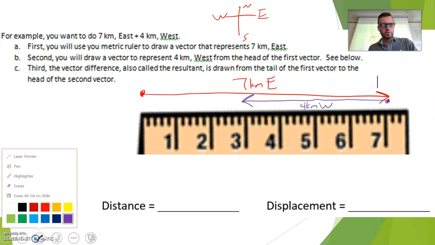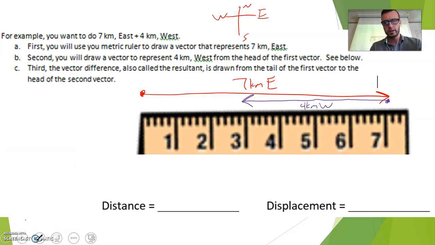We're going to go 4 kilometers west. And so if I want to find out the resultant of adding those two vectors together, the resultant is from the tail of the first to the head of the last vector. And if we look at our little ruler, it looks like that has a magnitude of 3, and it has a direction of east. So 3 kilometers east.